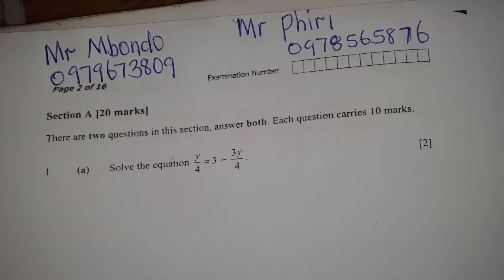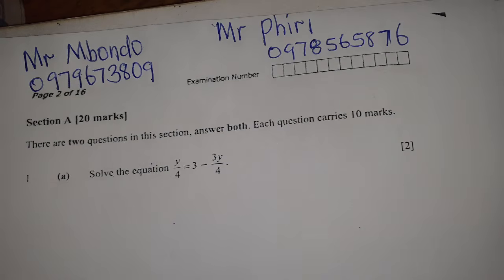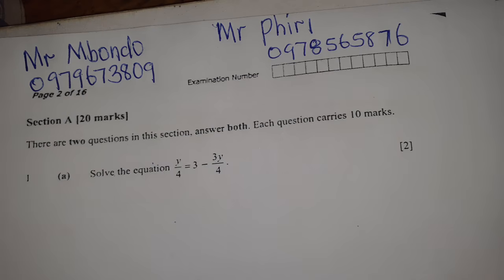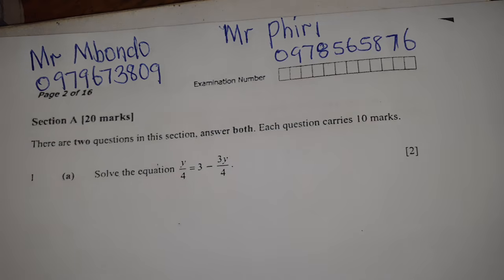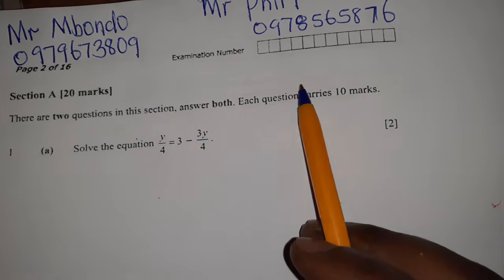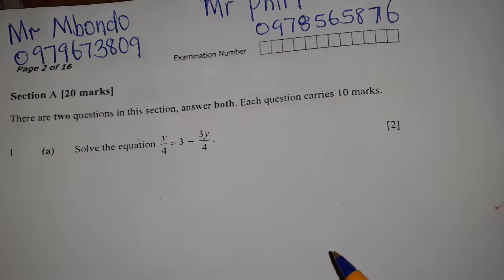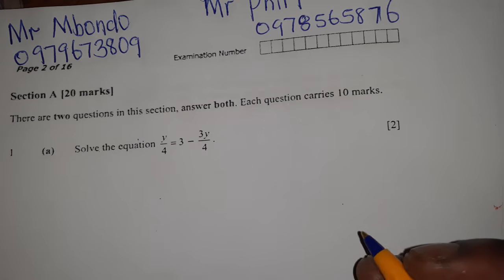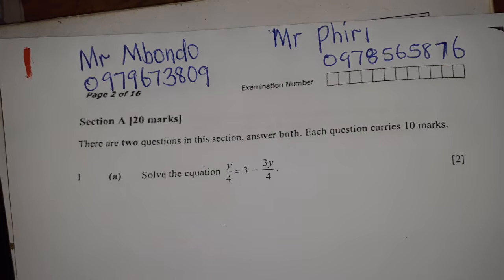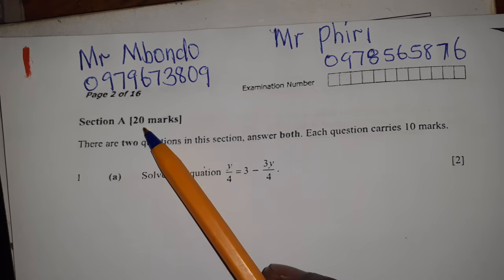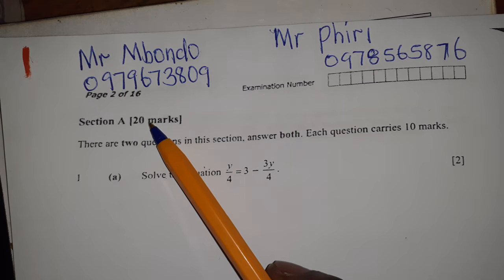Okay, hello, welcome colleagues and welcome learners to this session where we want to solve the grade 9 paper for 2021, external. As you may know, there are two papers that are written each year, internal and external. So this is an external one, the one that they just wrote in July.